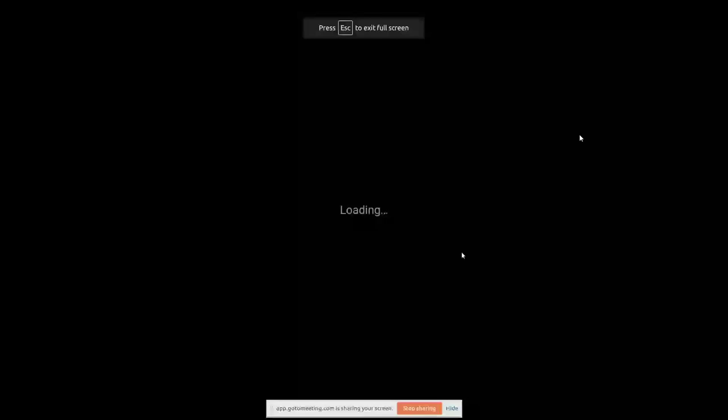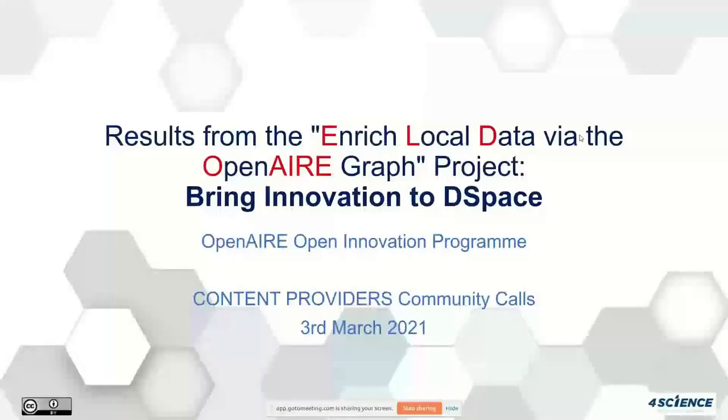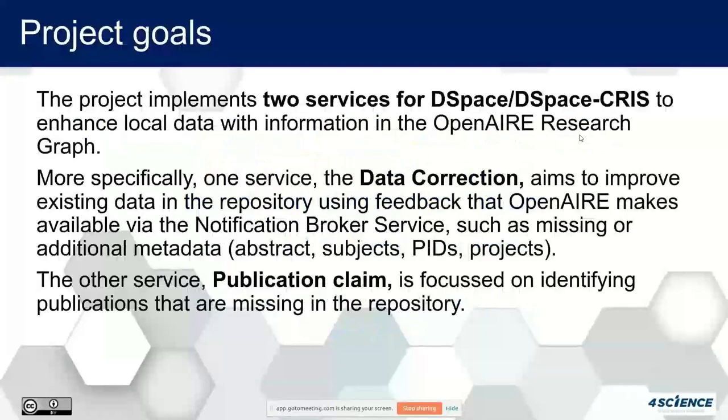The project is named OpenAIRE ELD as an acronym, that means Enrich Local Data with OpenAIRE Graph. It is targeted mainly to the DSpace platform, but as Pedro said, we have a lot of results and ideas that can be easily reused in other platforms. So the project goals were two. We have proposed and implemented two services for DSpace and DSpace CRIS. It's important to know that this project works both in the case of a basic DSpace, and in the case of the DSpace CRIS flavor, that I hope many of you know is the extension that 4Science brings to the DSpace community.